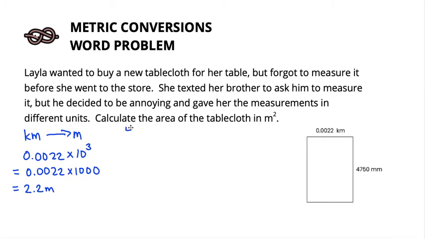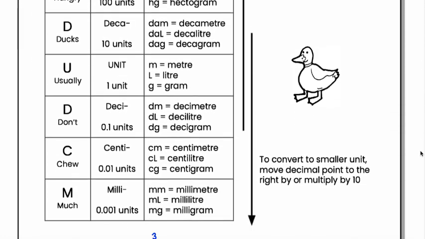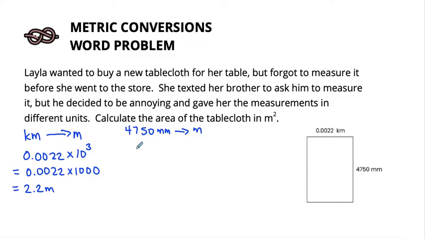So I'm also going to do the same thing with my millimeters. I'm going to change my millimeters into meters. Again, if I refer back to my chart, I can see that to go from millimeters to meters, I am moving 1, 2, 3 spots or 3 units, but I'm moving from a smaller unit to a larger unit. So I'm going to start with my 4,750, and now instead of timesing by 10 to the exponent 3, I'm actually going to divide by 10 to the exponent 3 because I'm going to be moving to a smaller number with a larger unit.